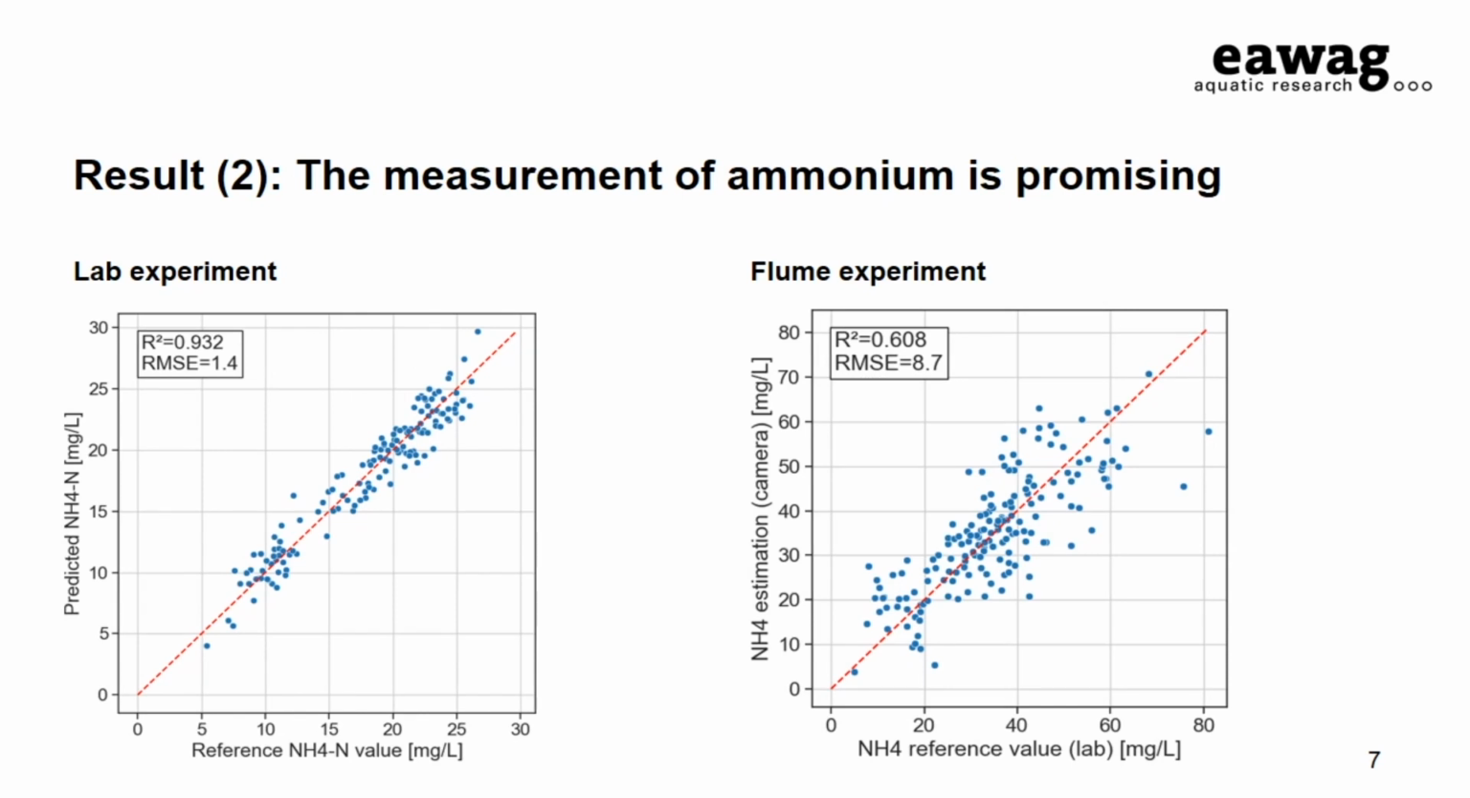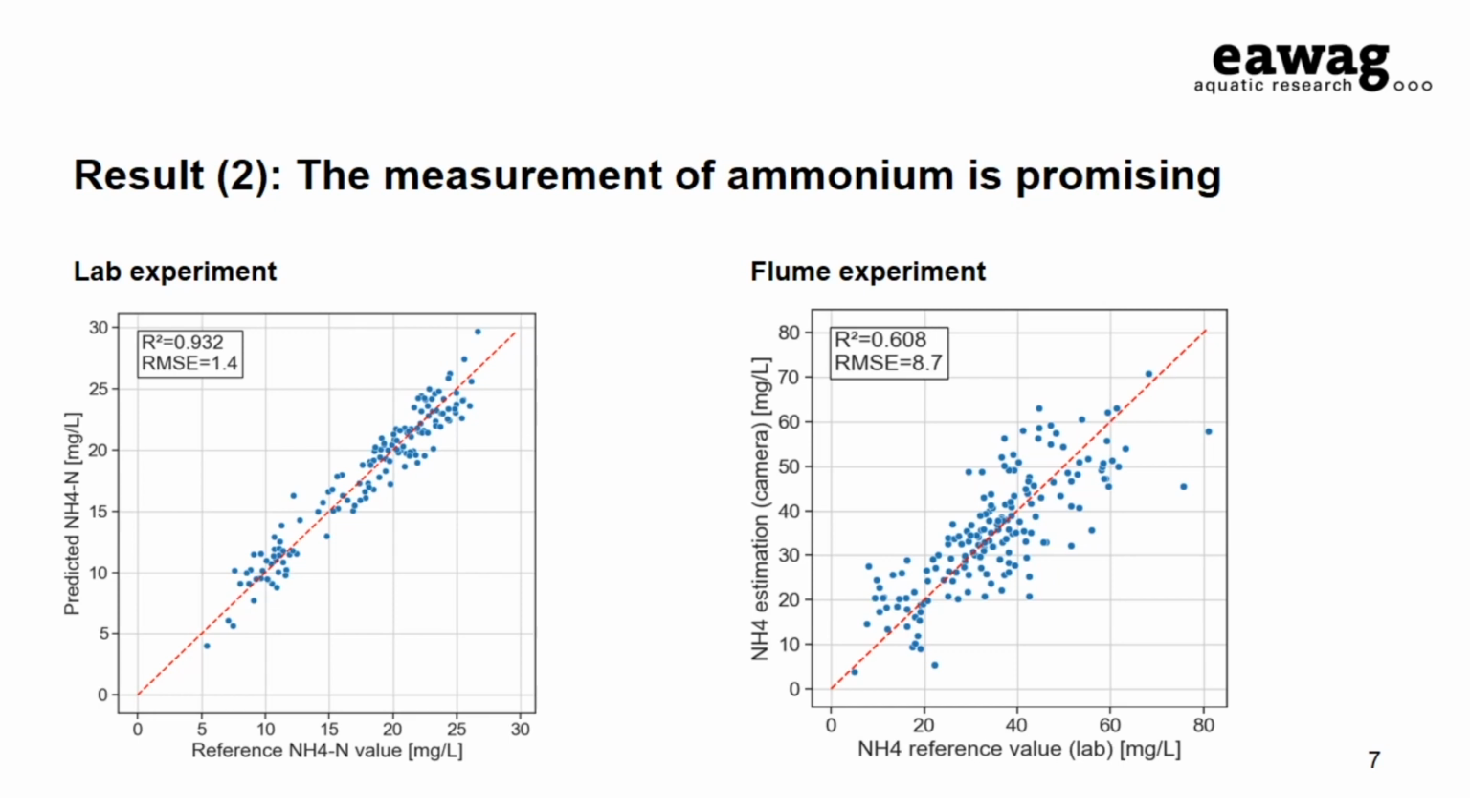Let's move on to ammonium. The measurement of ammonium is not as good as turbidity, but it still looks quite promising. From the laboratory datasets, we are able to have a really good estimation of ammonium. When we move to the flume experiment, we see that the ability of the model to predict ammonium is a bit worse compared to the laboratory experiment. But the model is still able to understand the trend of ammonium and to give, let's say, a middle good prediction.